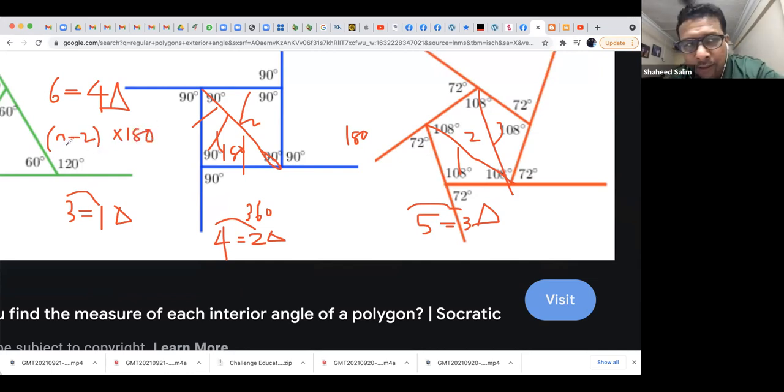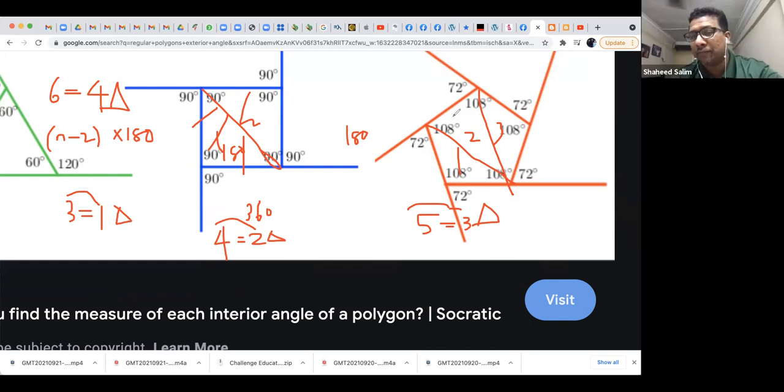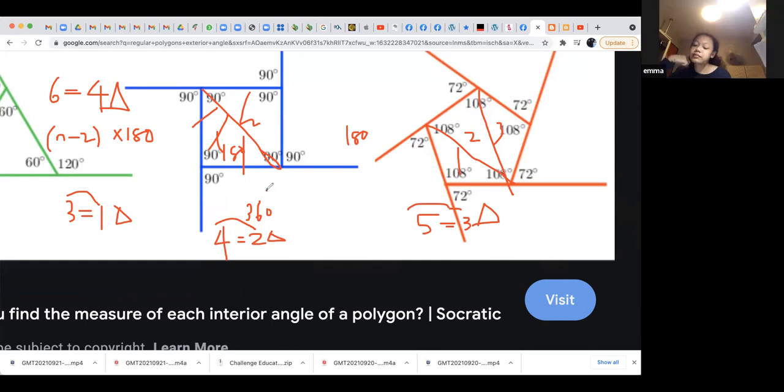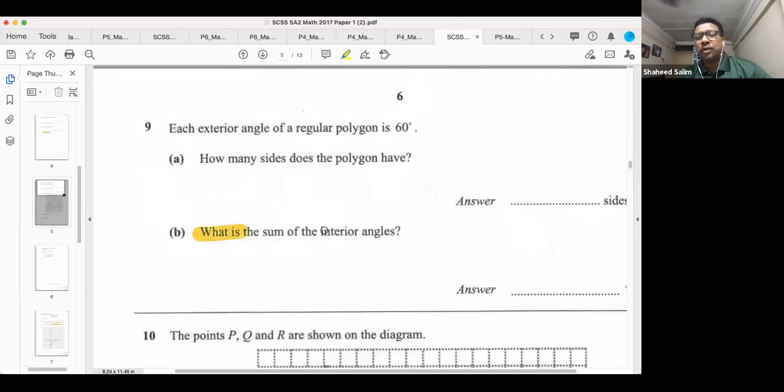This is what I'm showing you now. The number of sides you minus 2, you get the number of triangles, you times 180 degrees. Then you will get the sum of the angles. Are you lost now? Or you understand? Okay, if you understand, you can do this question. What is the sum of the interior angles?